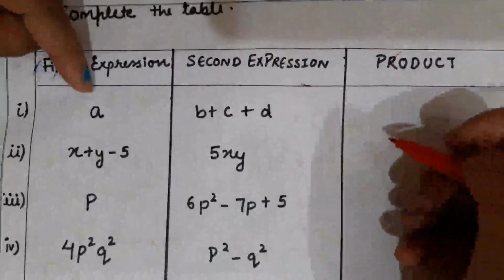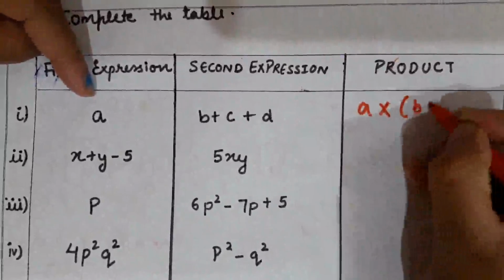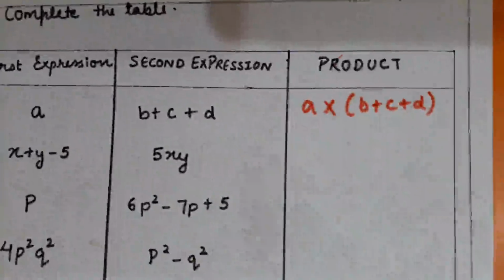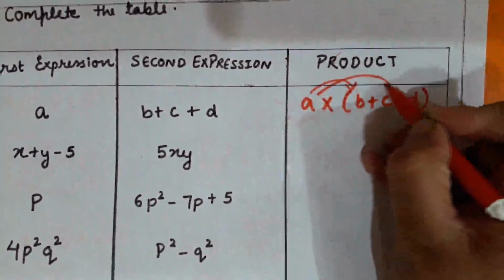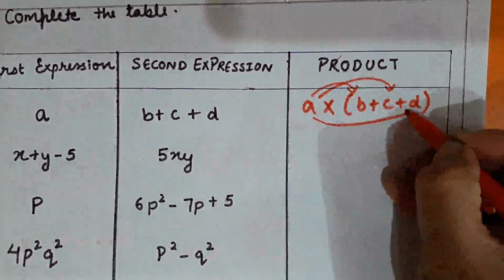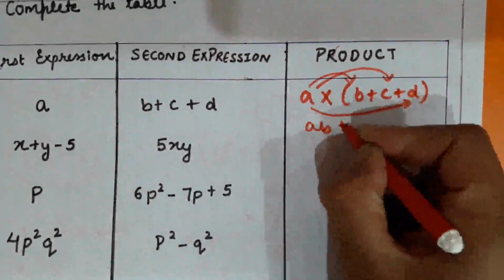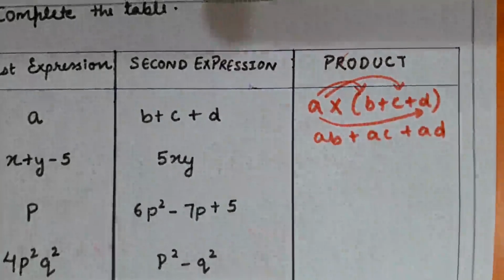So from the first expression, A is there, multiply with the second expression B plus C plus D. Now this A is going to multiply with B also, this A is going to multiply with C also, and with D also. Okay, so how can you write it? AB plus AC plus AD. So this will be your first answer.